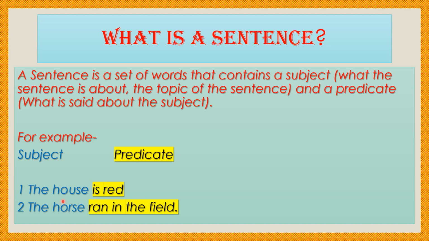Here on the screen, you can see two examples. In the first example, what is written? The house is red. So here, the topic of the sentence is the house. And what is said about the house is red. So this is your predicate. Likewise, in the second sentence, the horse ran in the field. So the topic of the sentence is the horse. That means this is the subject of the sentence. And what is said about the horse? Ran in the field. So this is the predicate.